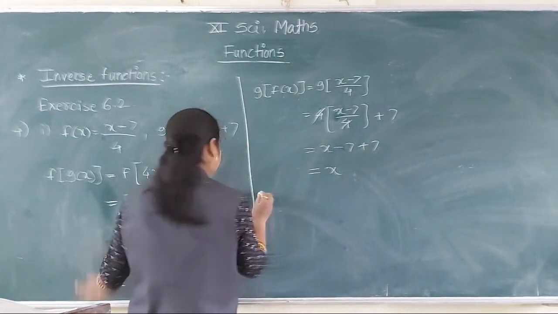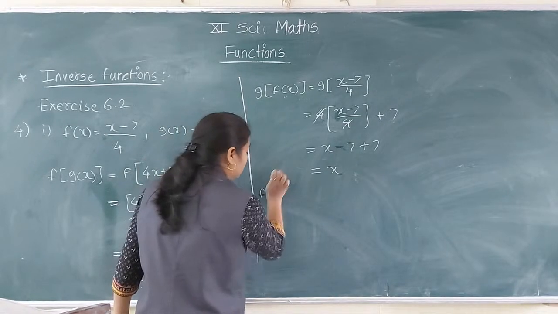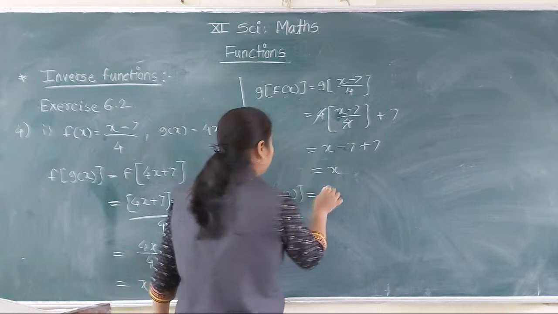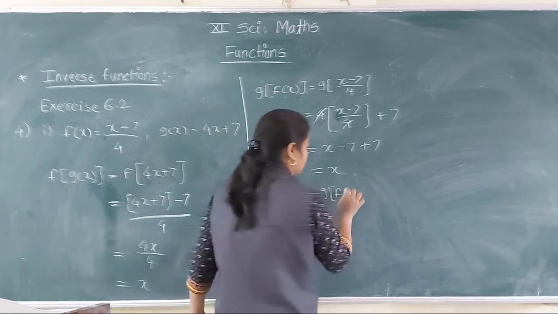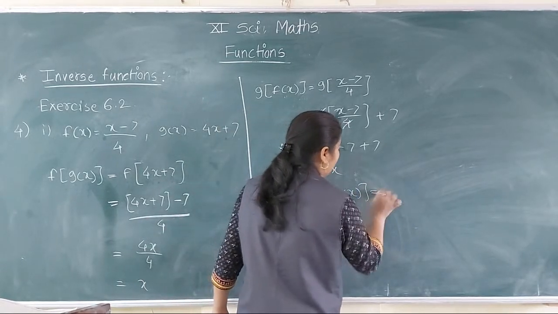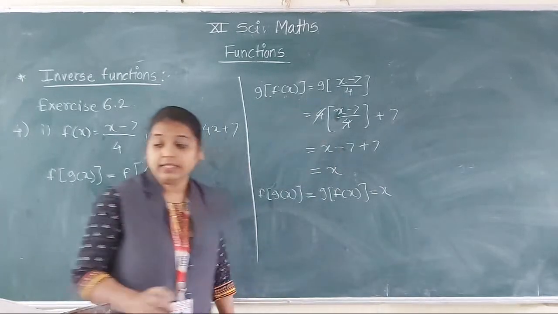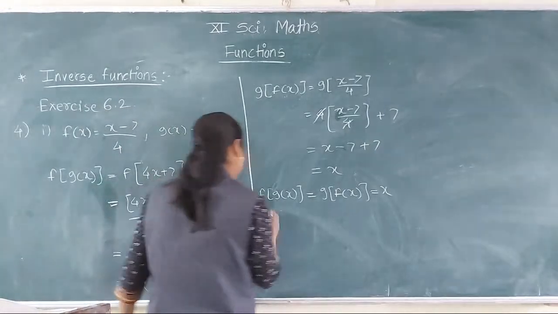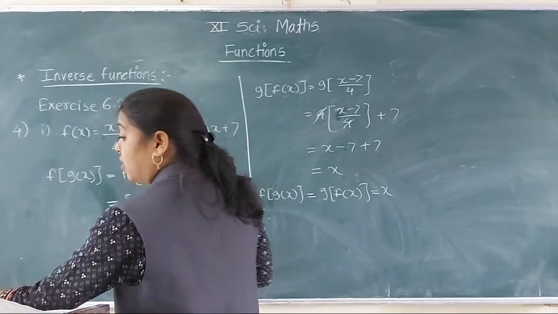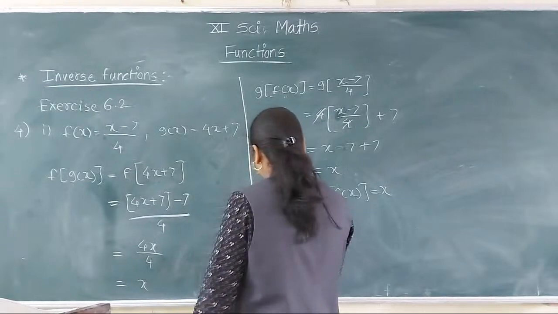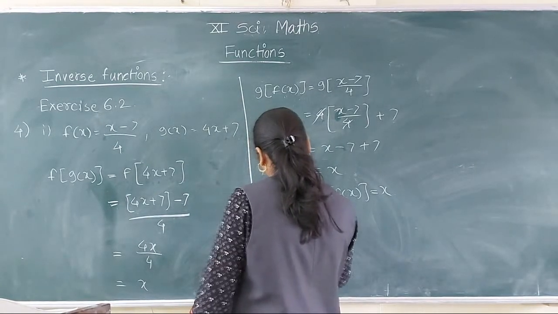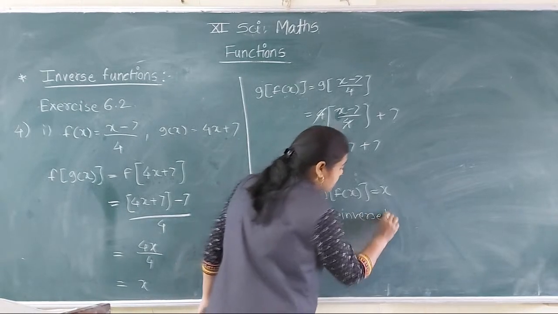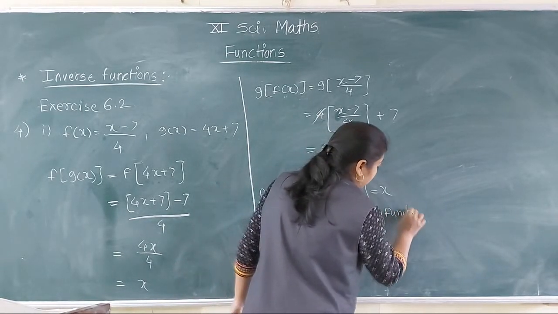Now see here, f of g of x is equal to g of f of x is equal to x. Got it? So hence we say that f and g are inverse functions of each other.